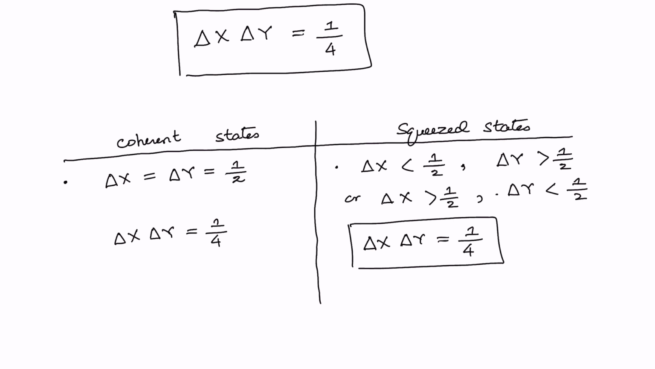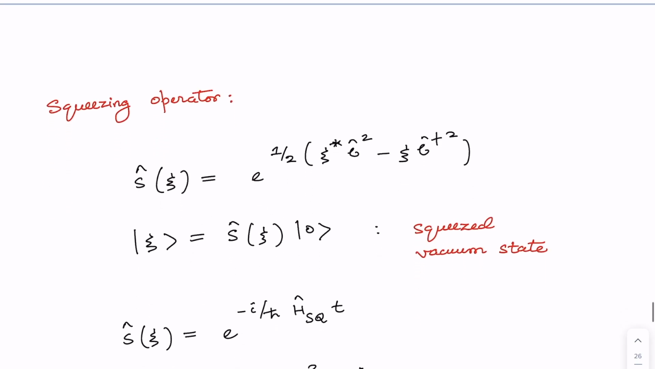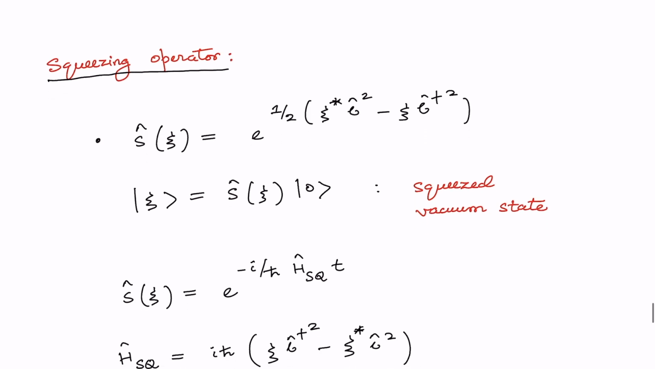Now the question is, is there a squeezing operator just like the displacement operator in the case of the coherent state? The answer is yes. We do have a squeezing operator, and this squeezing operator for a single mode is given by this expression here, where xi is a complex quantity. We can get the squeezed vacuum state, represented by |xi>, by applying the squeezing operator on the vacuum state, that means |0>.